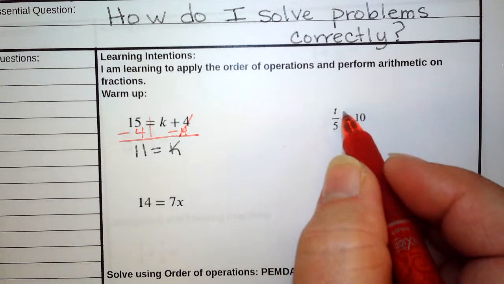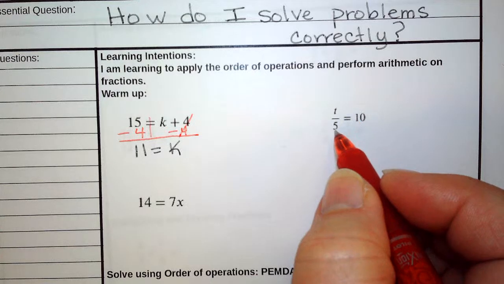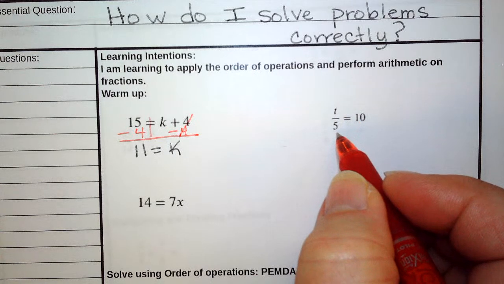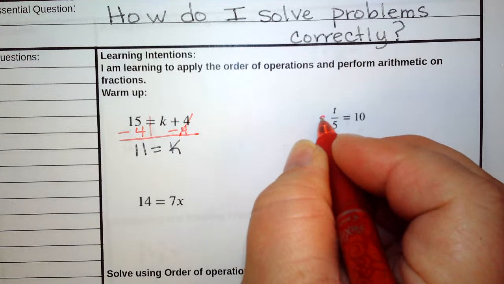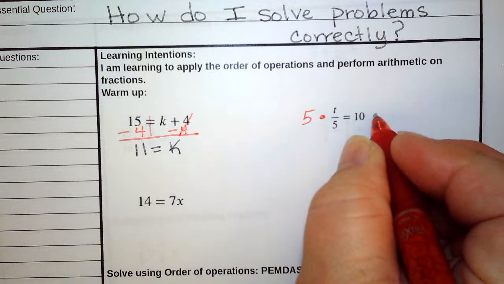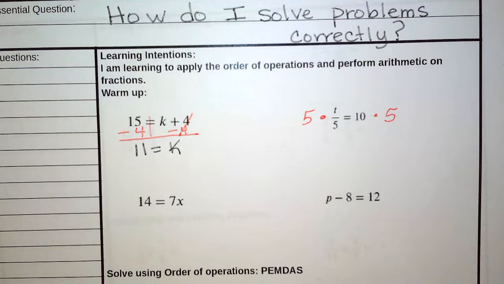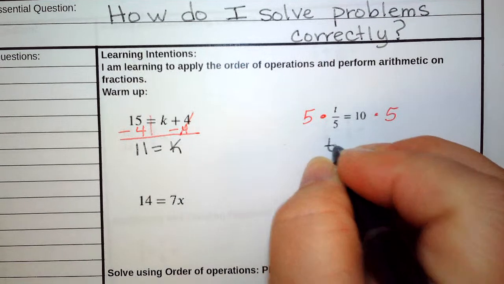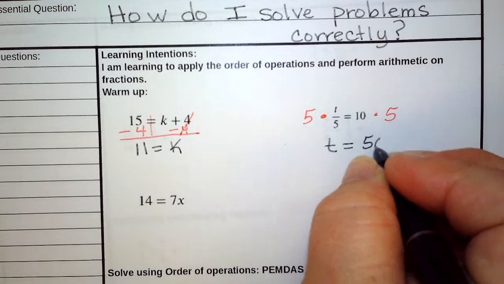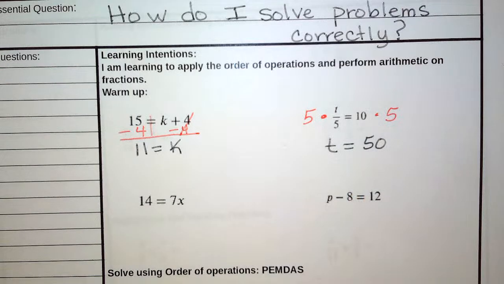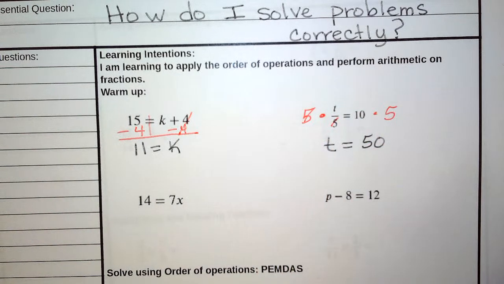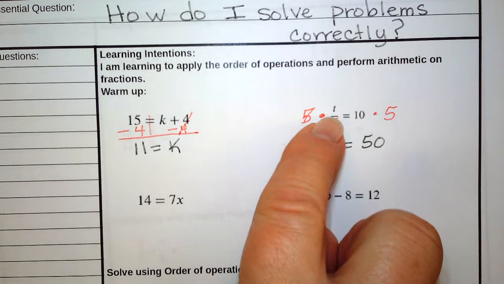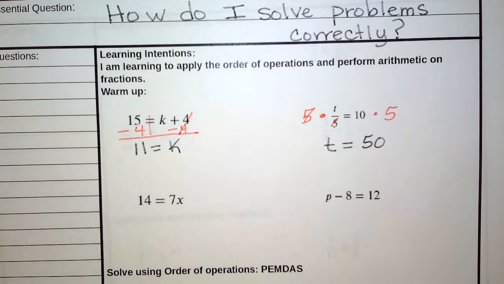On the next one, I've got T divided by 5. The operation that undoes division is multiplication. So I will multiply both sides by 5. T is equal to 50. 10 times 5 is 50. The reason it works is because 5 divided by 5 is 1. Now, if I substitute it in to check, 50 divided by 5 gives me 10.